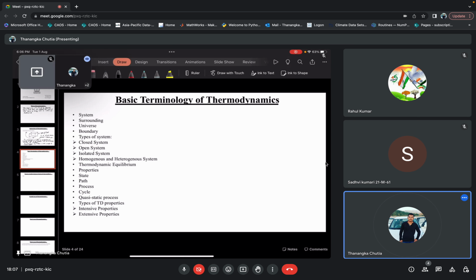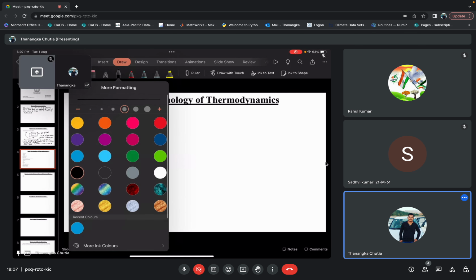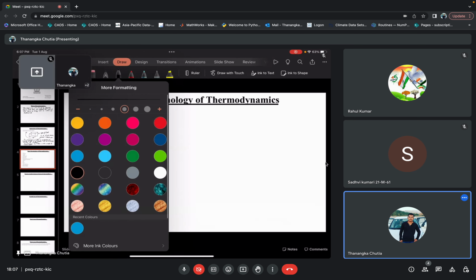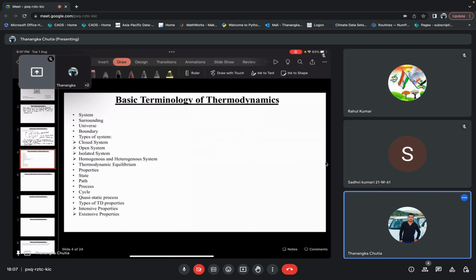So what is a system? A system is a quantity of matter or a region of interest. That means the part which we are focused on.